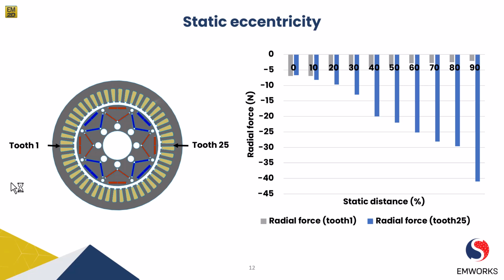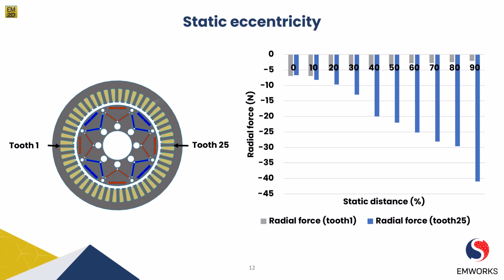The asymmetric effect on tooth 1 and tooth 25 is a result of the uneven distribution of the magnetic field caused by the static eccentricity. The magnetic field is stronger on one side of the air gap and weaker on the other side, leading to differential torque effects on the teeth. This uneven torque distribution can result in torque ripple and potentially affect overall motor performance.